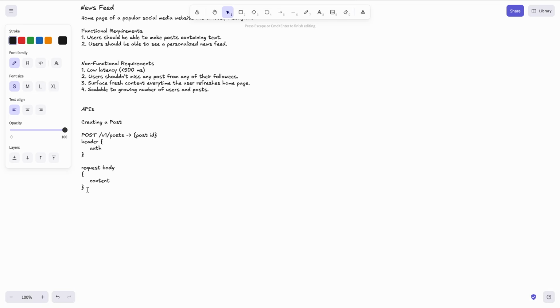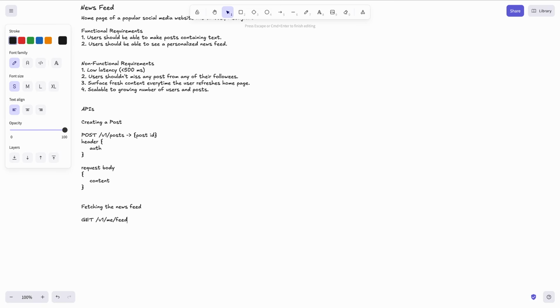Now let's define the most important API of our system, that is the read API for fetching a user's newsfeed. So for fetching the data, we'll use a GET request, and the endpoint will be v1, let's say, me/feed. We are using "me" as a shortcut to represent the currently logged in user, and this is a common practice.